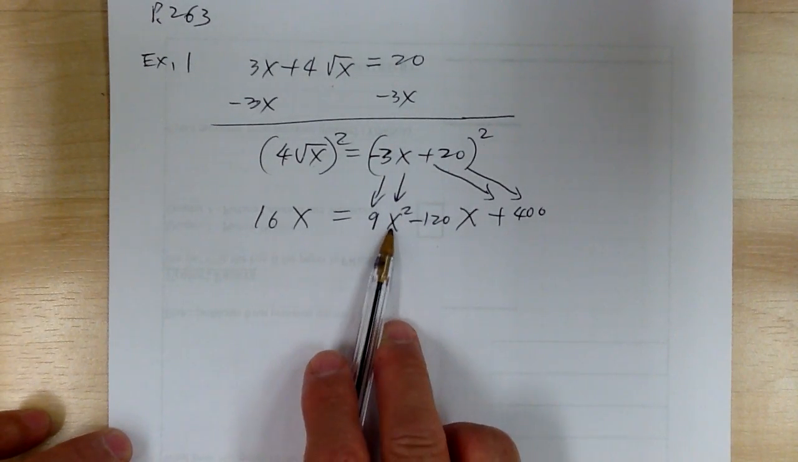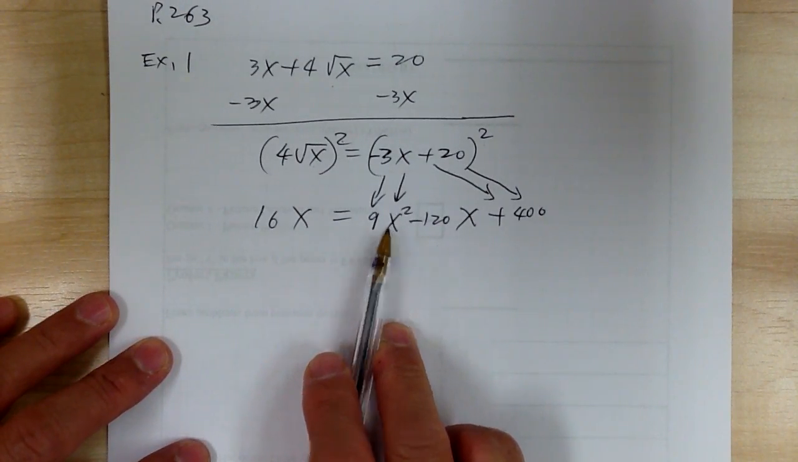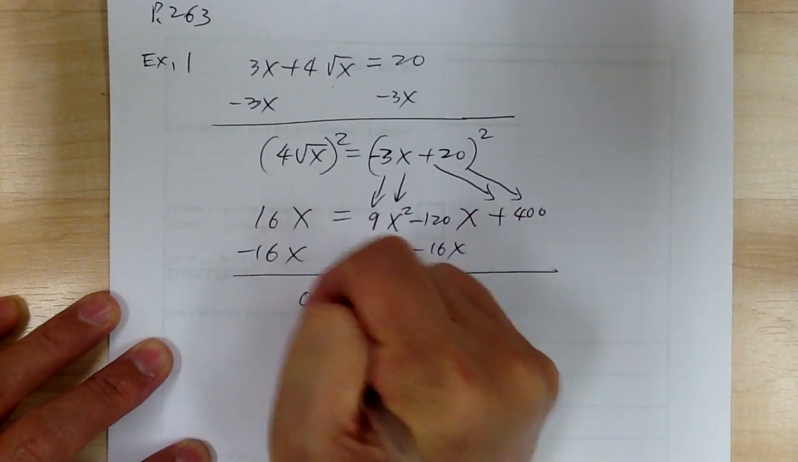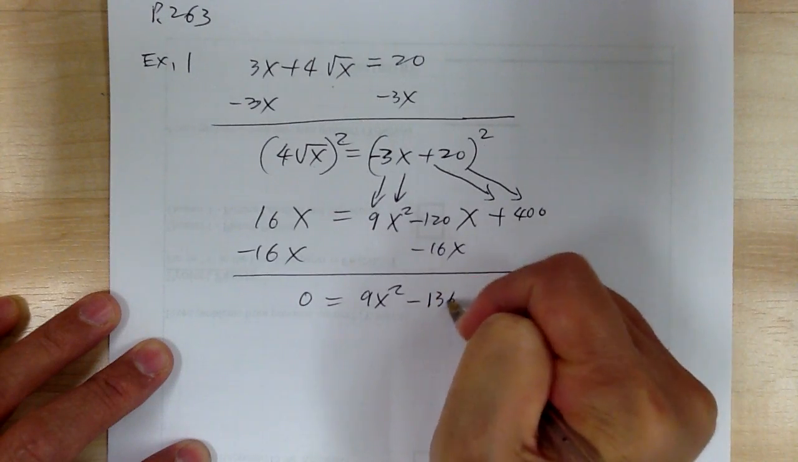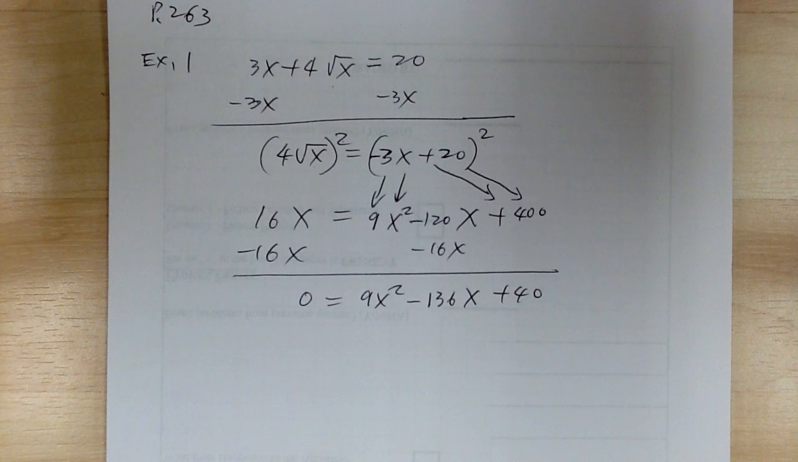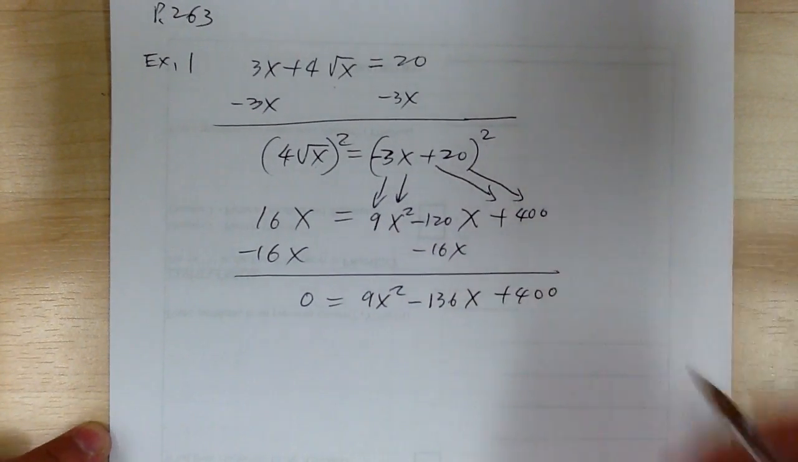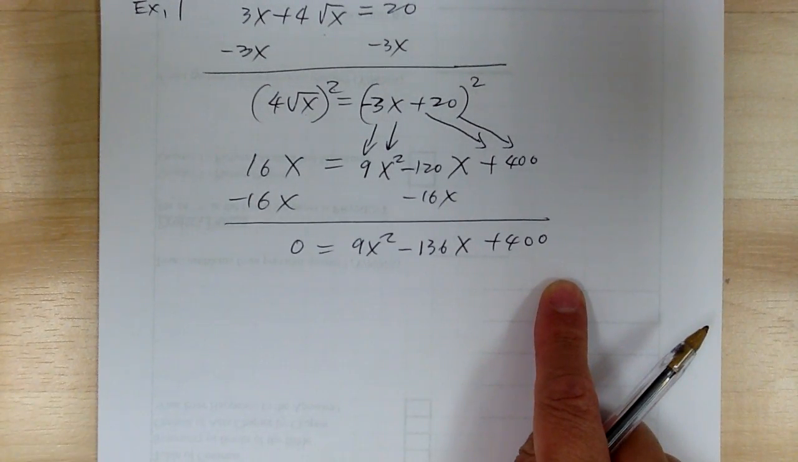And your next step is, since it's a square, so it's quadratic, you have to make it equal to 0 so you can do the factoring. So minus 16x, minus 16x. So you get 0 equals 9x squared minus 136x plus 400. Then from here, you need to go ahead and... what did I do? 400. Oh, 400. Thanks. Okay, so you have this equation. So now you have to go and solve this.